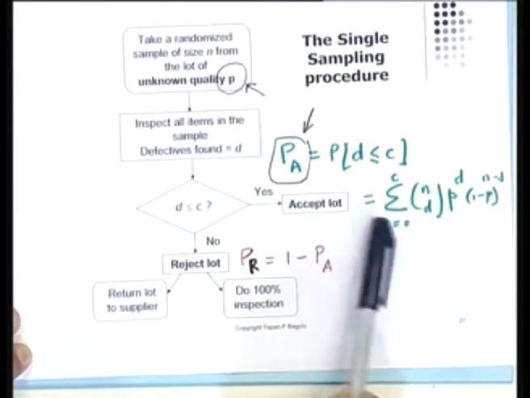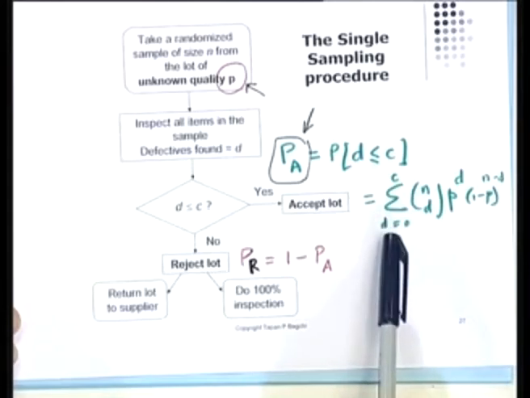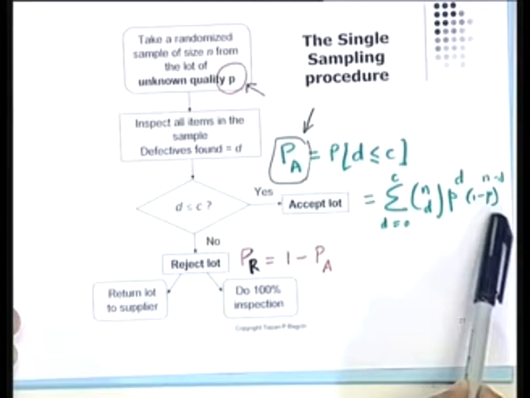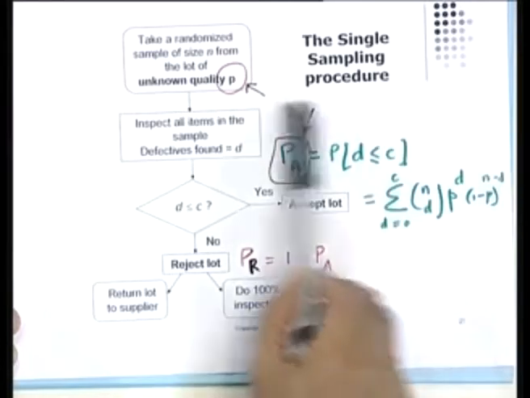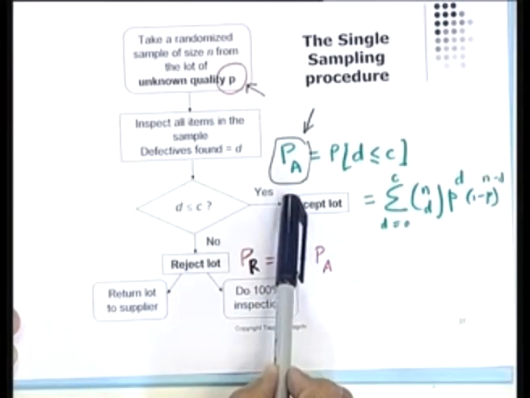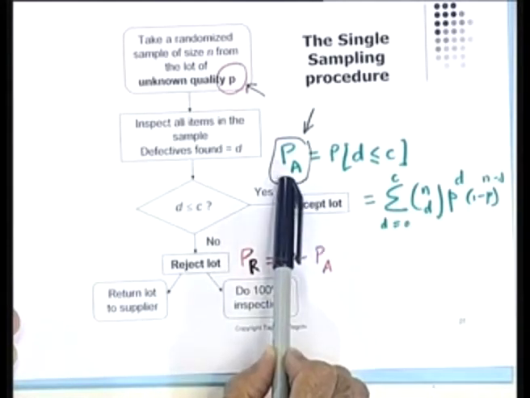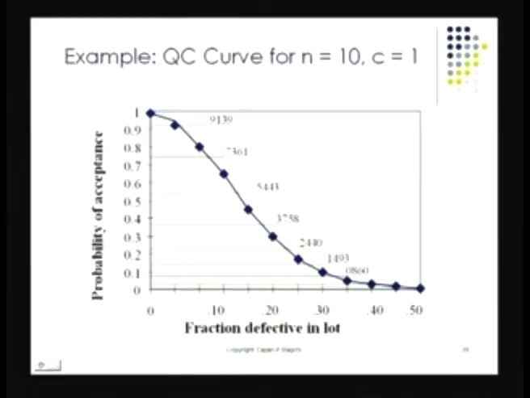This is the binomial formula: PA equals the summation from d equal to 0 to c of n choose d, p to the power d, 1 minus p to the power n minus d. This is the formula that gives me PA. With the help of this, by plugging in different values of p, I can determine the values of PA and produce a plot. The plot looks like the one I've got on the screen here. This plot can be drawn once I have my binomial formula with me.